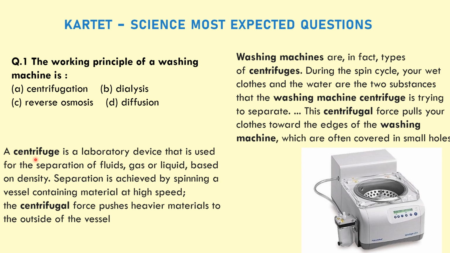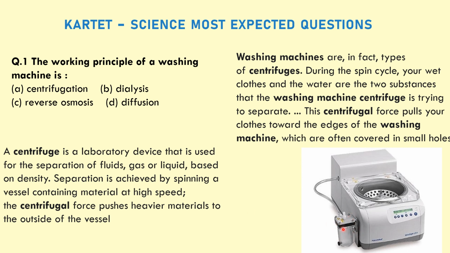A centrifuge is a laboratory device that is used for the separation of fluids, gas, and liquids based on density. Using this centrifuge, you can separate a mixture of solid and liquid, depending upon the density. Then how does the separation happen? Separation is achieved by spinning a vessel containing material at high speed.